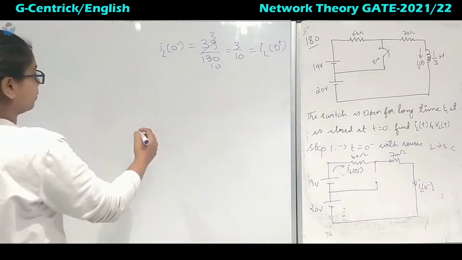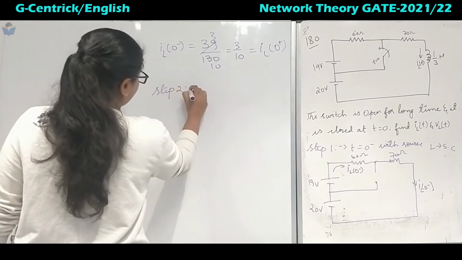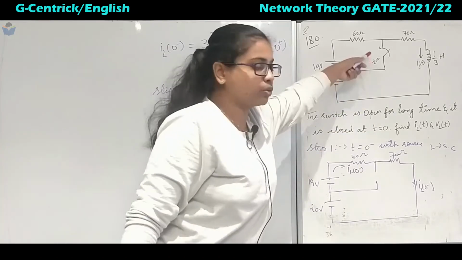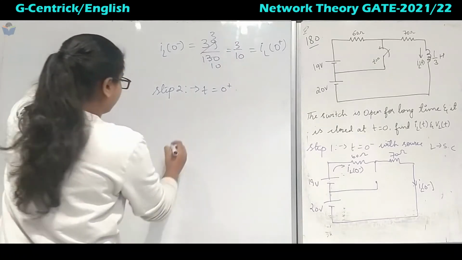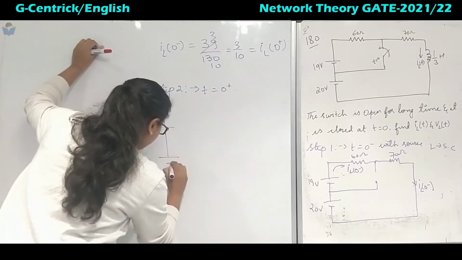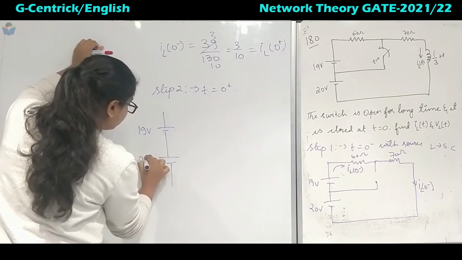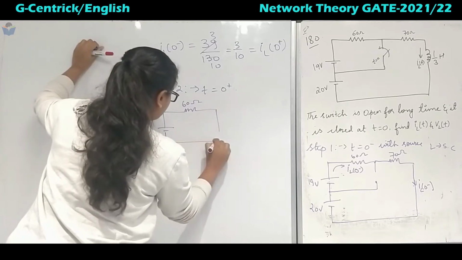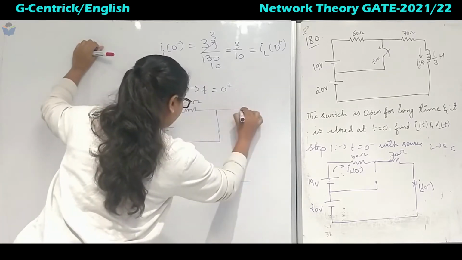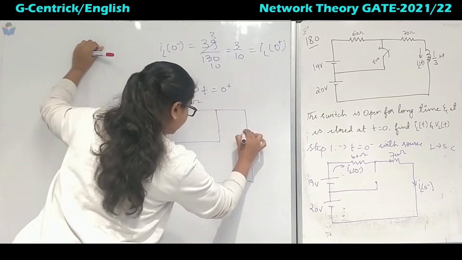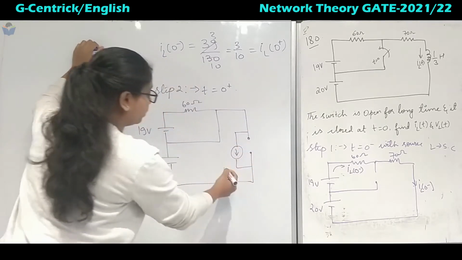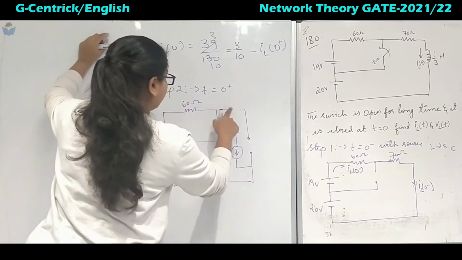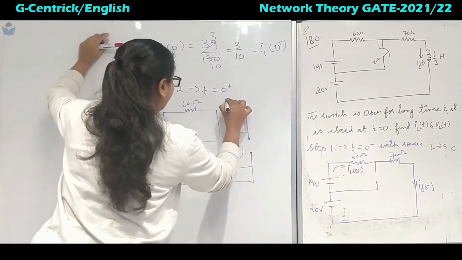Now we will move on to step 2, that is t equal to 0 plus. At t equal to 0, the switch is getting closed. So we get a short circuit path, and our circuit will look like this. This is 19 volts, this is 20 volts, and here it is 60 ohm. This is short circuit, and the inductor will be open with a current source of 3 by 10 amperes, and here we have one more resistor, that is 70 ohm.